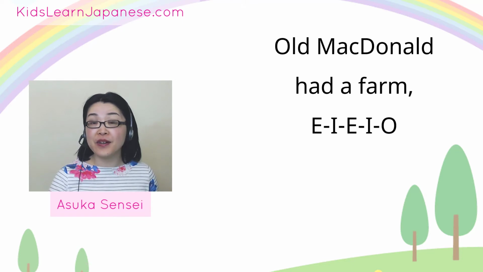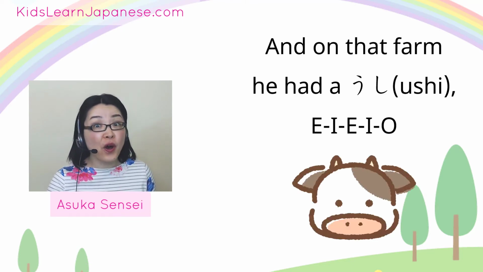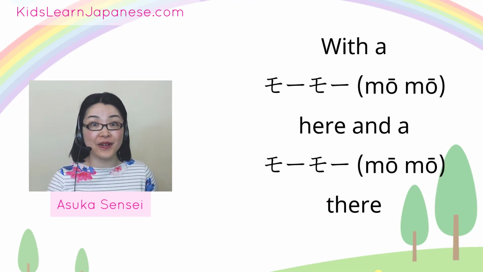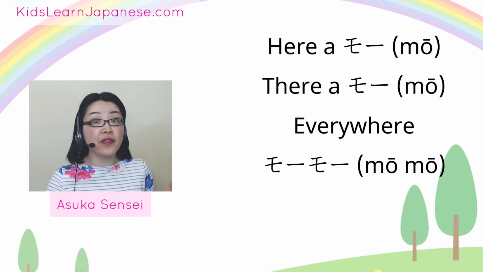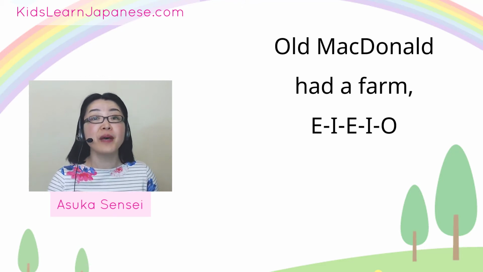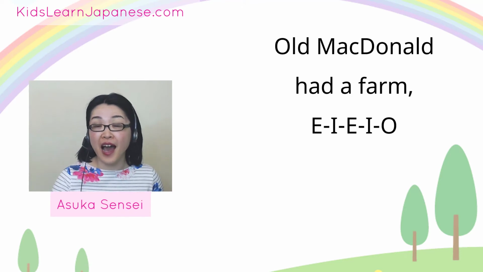Old MacDonald had a farm, E-I-E-I-O. And on the farm he had a ushi, E-I-E-I-O. With a moo here and a moo there, here moo, there moo, everywhere moo. Old MacDonald had a farm, E-I-E-I-O. Old MacDonald had a farm, E-I-E-I-O.